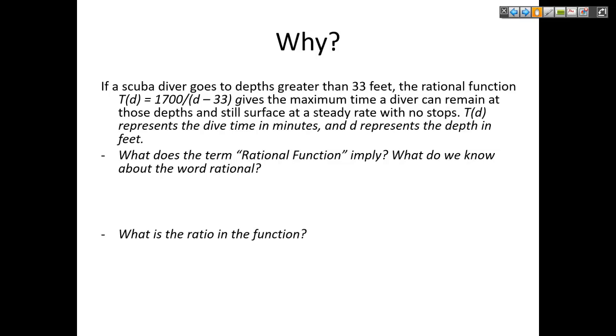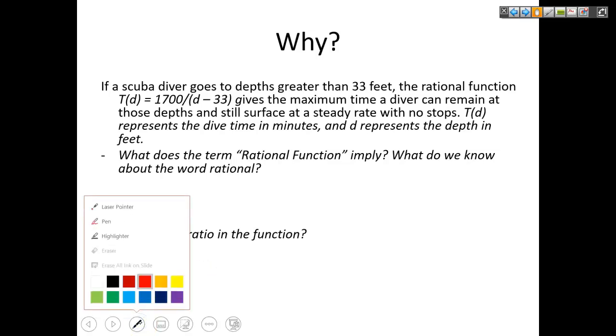So if a scuba diver goes to the depths greater than 33 feet, the rational function T of d is equal to 1700 over d minus 33. This gives the maximum time a diver can remain at those depths and still surface at a steady rate with no stops. T of d represents the dive time in minutes and d represents the depth in feet. So what does the term rational function imply? So why do we need to know what the word rational means?